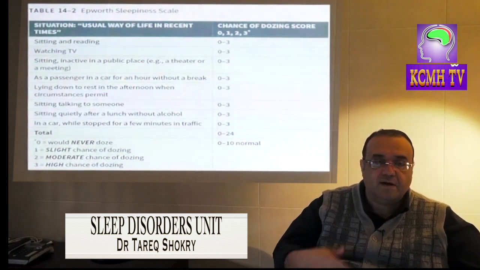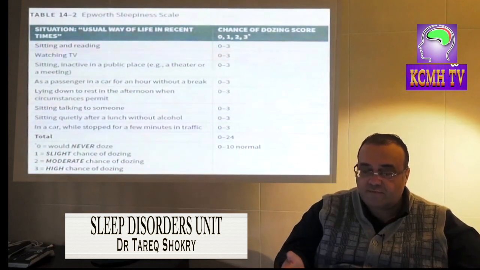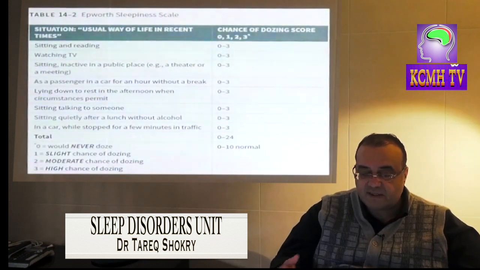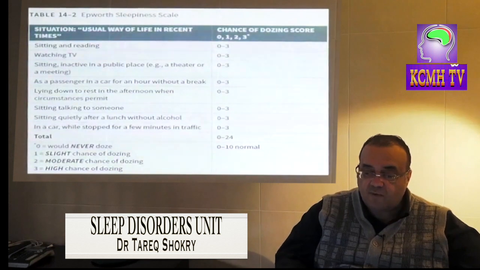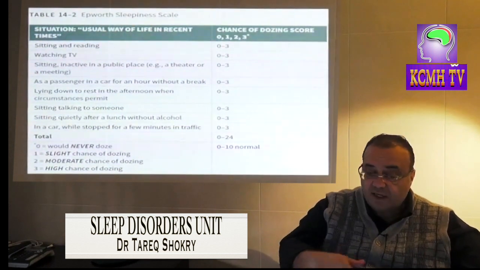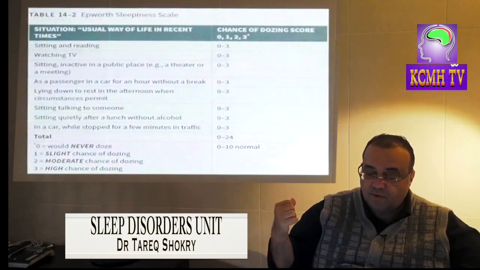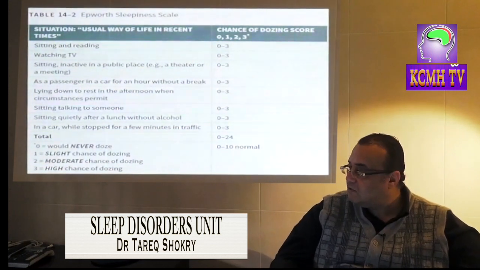Do you have a tendency to sleep while sitting and reading, watching TV, sitting inactive in a public place, as a passenger in a car for an hour without a break, lying down to rest in the afternoon when circumstances permit, sitting talking to someone, sitting quietly after a lunch without alcohol, in a car while stopped for a few minutes in traffic. Each of these you will give from 0 to 3, as supported here. Normally the total is from 0 to 10. Above 10 means that you have a tendency to sleep.